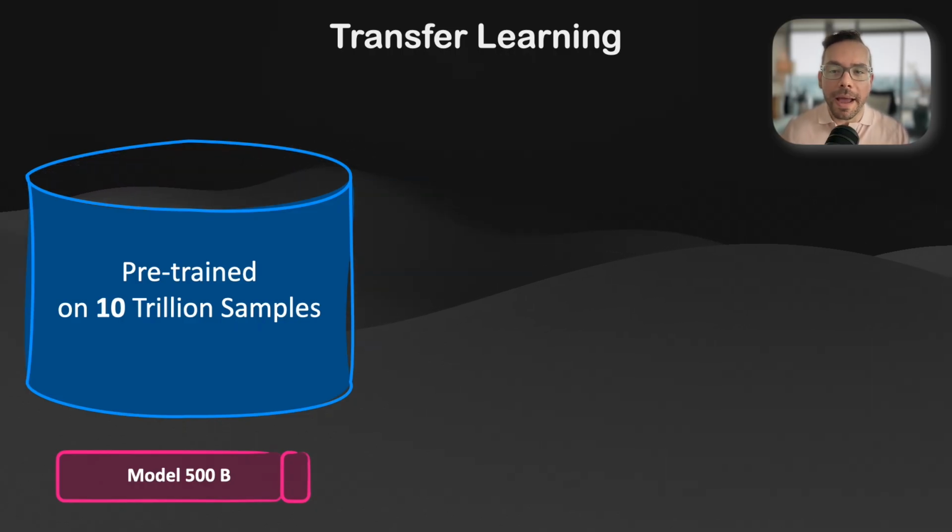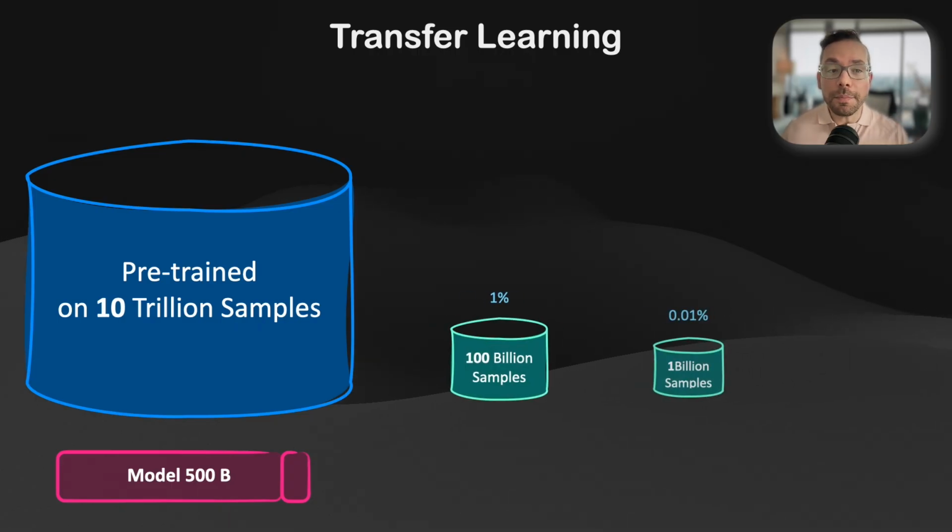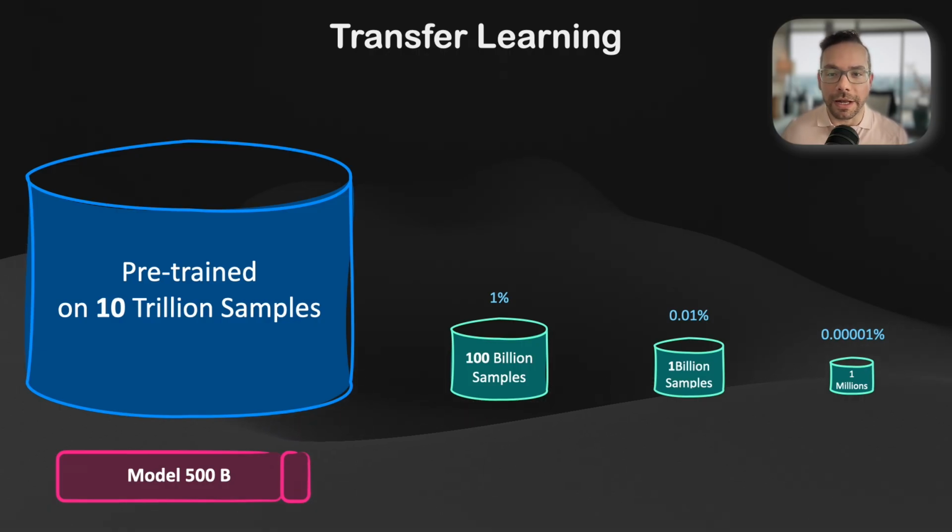And the thing that matters most is how much task data we have compared to the original training set. Look at the scale here. If you have 100 billion samples, it feels like a lot, but it's just 1% of the pre-training data. A billion is 0.01%. A million? Basically a rounding error next to 10 trillion.